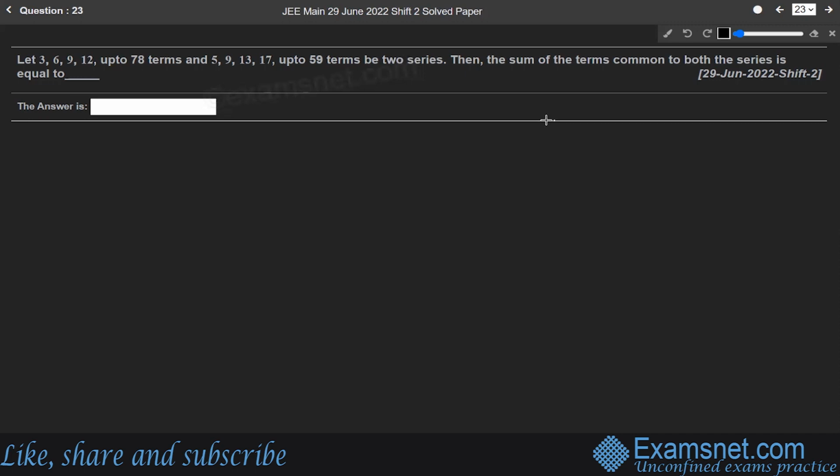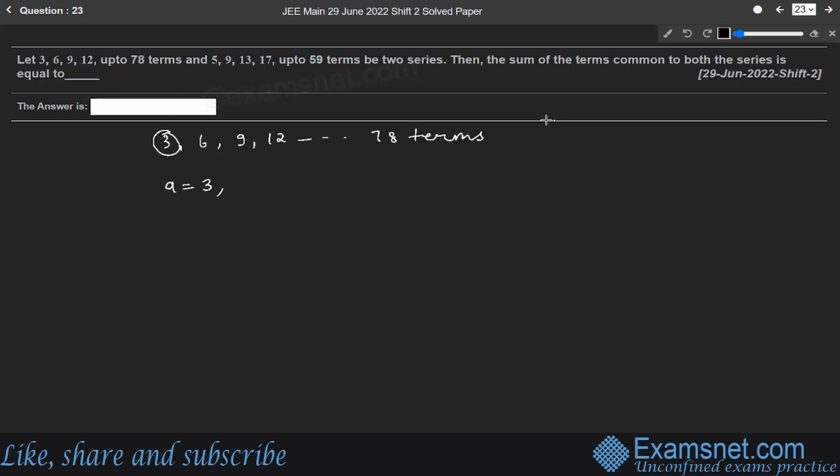It means first we need to find what are the common terms. Then only we can find the sum of the common terms for both the given series, right? So firstly, let us focus on the first series. The first series has the elements 3, 6, 9, 12 up to 78 terms. Here, the first number is the first term which is denoted as A. So here A is equal to 3. A is the first term. What is the common difference?